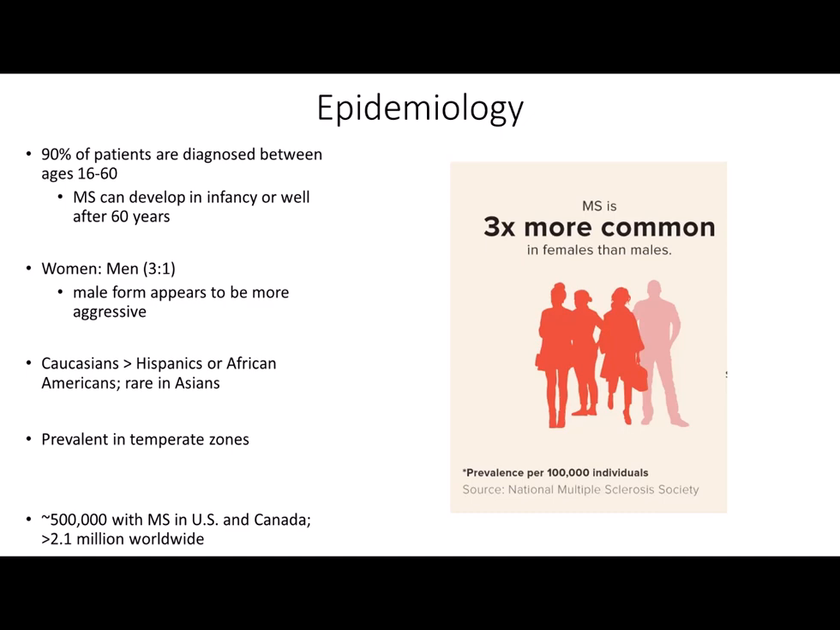Caucasians in general are more likely to be diagnosed with MS compared to Hispanics or African Americans, and MS is very rare in Asians. It's also prevalent in temperate zones. That means zones that are further away from the equator, and about 500,000 people are diagnosed with MS in the United States and Canada, with about 2.1 million worldwide.